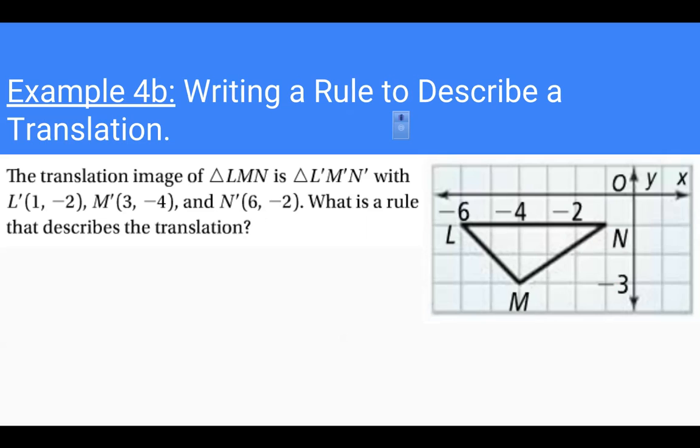All right, so now we have this picture here. They say, what is the translation that takes triangle LMN onto triangle L prime, M prime, and N prime? When L prime is at negative 1, negative 2, M prime is at 3, negative 4, and N prime is at 6, negative 2. So this is our result, and the picture right here that they've given us is the pre-image. These numbers here are the image. This is the pre-image. So what is the rule that describes the translation? So pause your video, come back and check your answer when you're done.